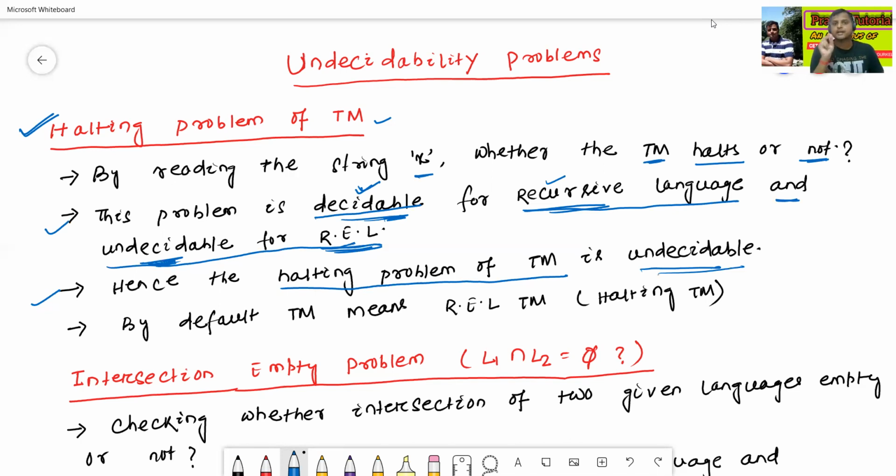But by default, the language is called recursive enumerable language. In the next point, by default Turing machine means REL Turing machine, meaning recursive enumerable language Turing machine, or we can say this is called the halting Turing machine. So finally, the halting problem of Turing machine is undecidable. If we expand it, the halting problem of Turing machine is decidable under recursive language and undecidable under REL language or recursive enumerable language. But normally we can say that the halting problem of Turing machine is undecidable. Next, we'll see the next undecidability problem.